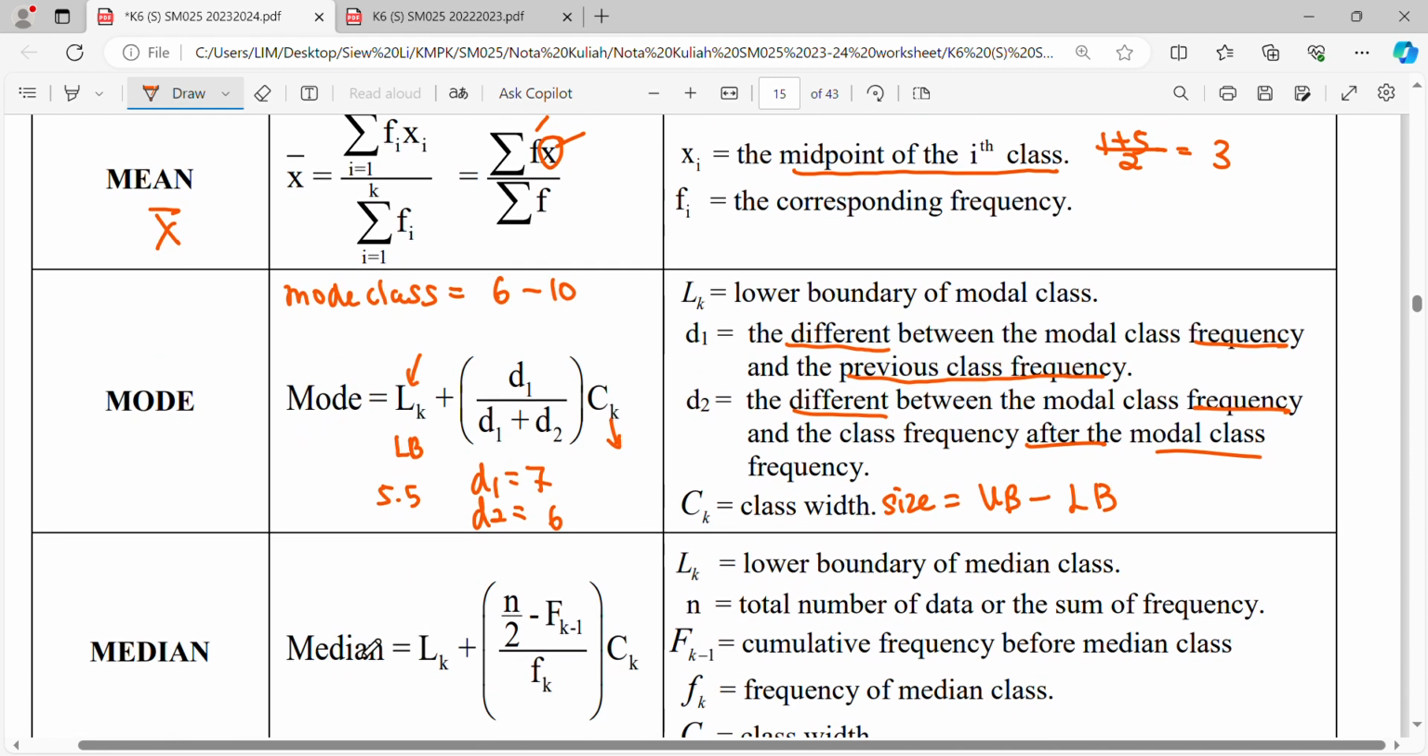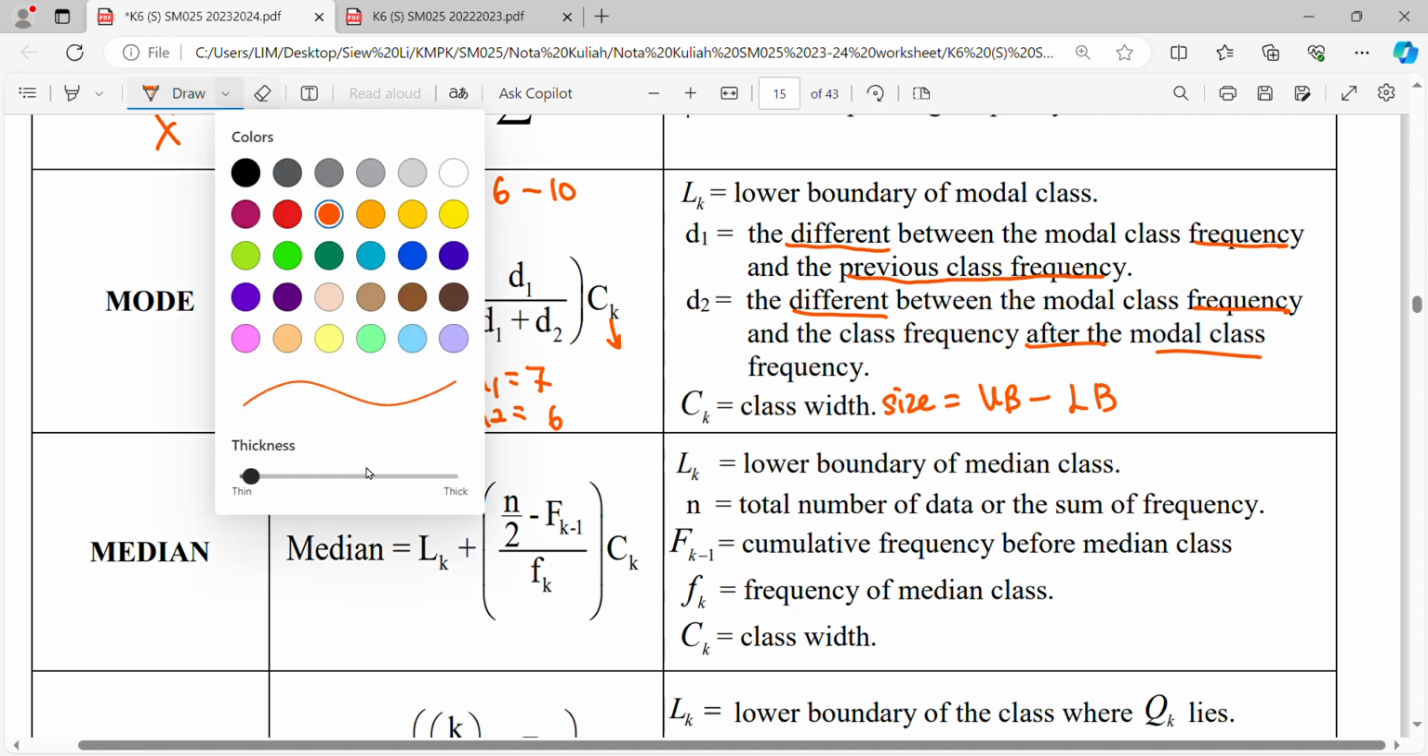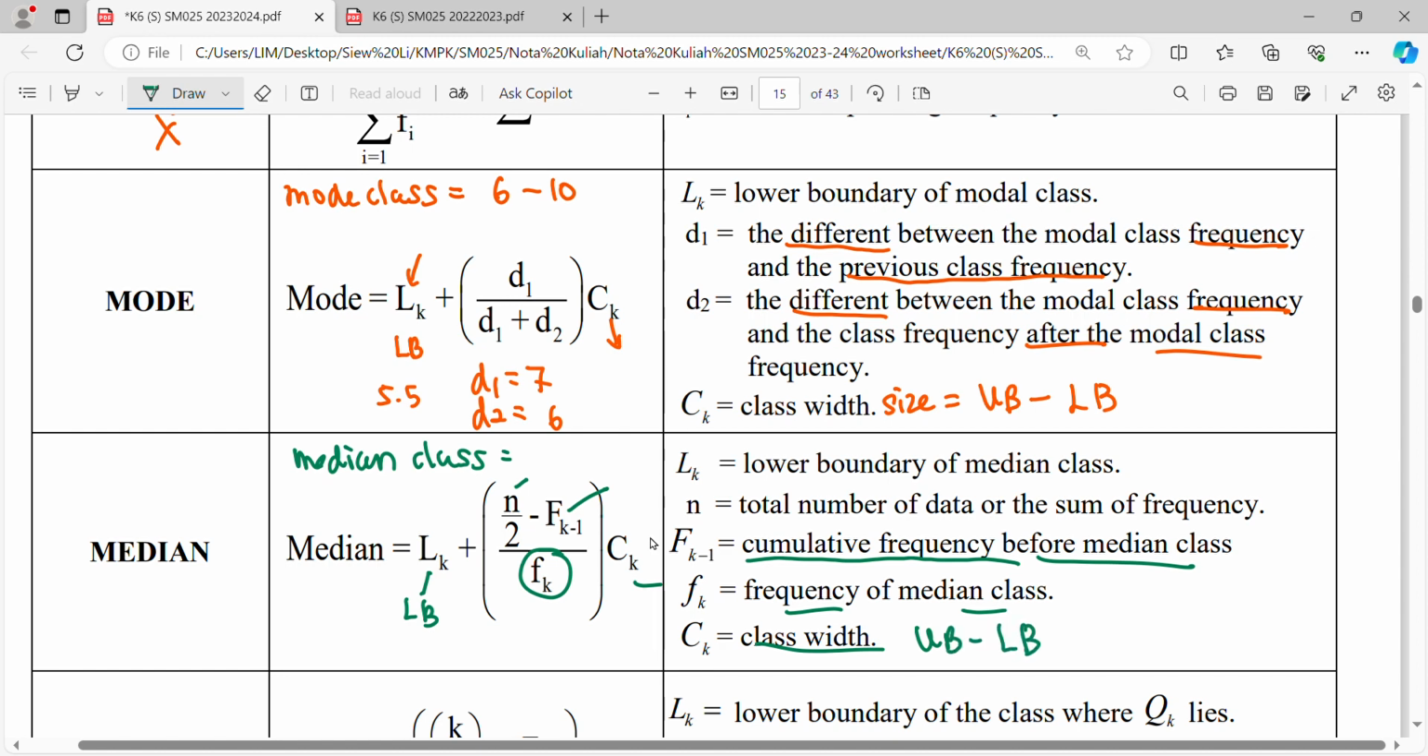Then, okay, next measurement of location, median. Same also. Firstly, find out what's your median class. So this L is your lower boundary of the class. N over 2 is your position. F, big F, is the cumulative frequency before the median class. This small f is the frequency of the class. Lastly, C is the size, so upper boundary minus lower boundary.